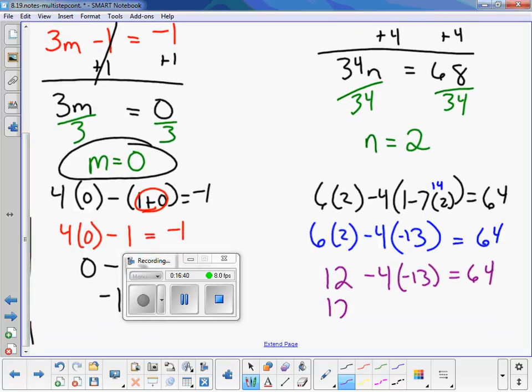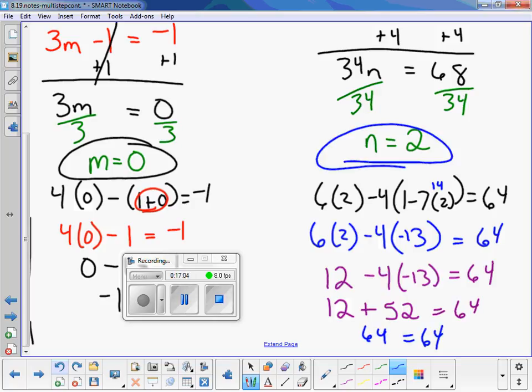And then I'm going to have 12 plus 52, because a negative 4 and a negative 13, when you multiply them, negative and negative is a positive. And then a positive 12 and a positive 52 does give me 64. So 64 does equal 64, so n does equal 2.